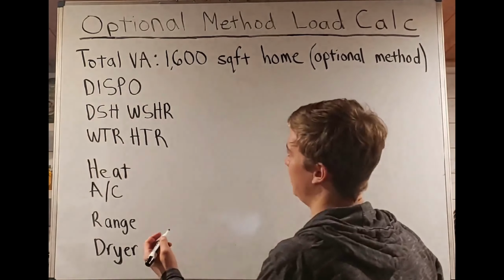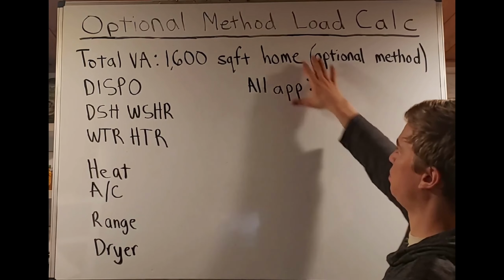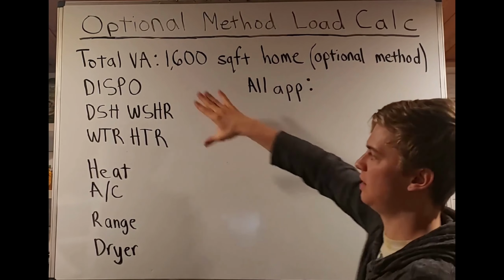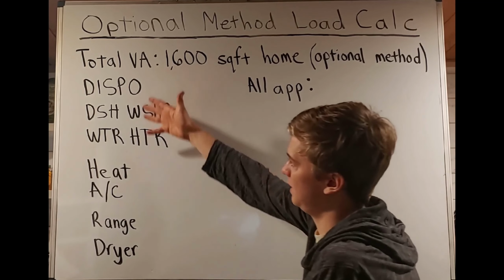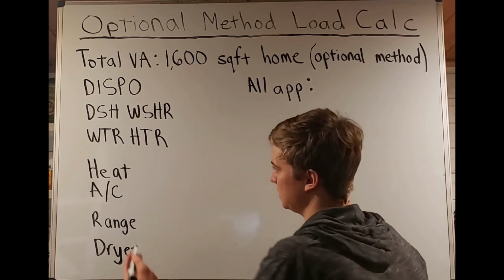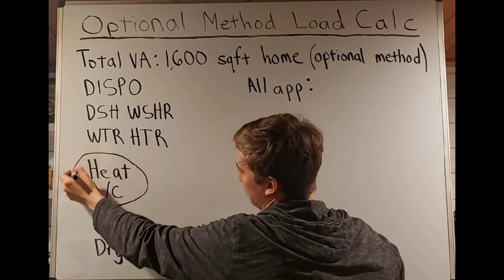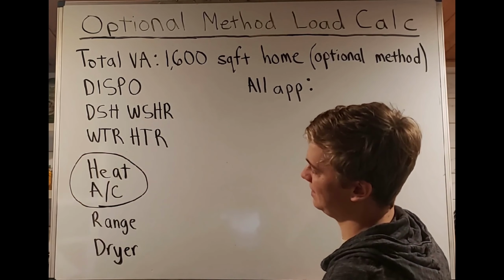So I know that I'm going to have all my appliances as one number. Therefore, I'm going to have a placeholder here, all appliances, where I can put a total number of all of my appliances. We know all of the appliances include the appliances we normally know and the range and the dryer. The other two things that we add afterwards, after the appliances and general lighting, are the heat and the AC.